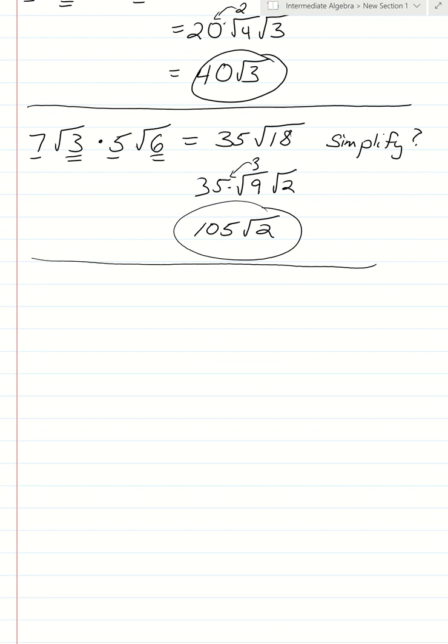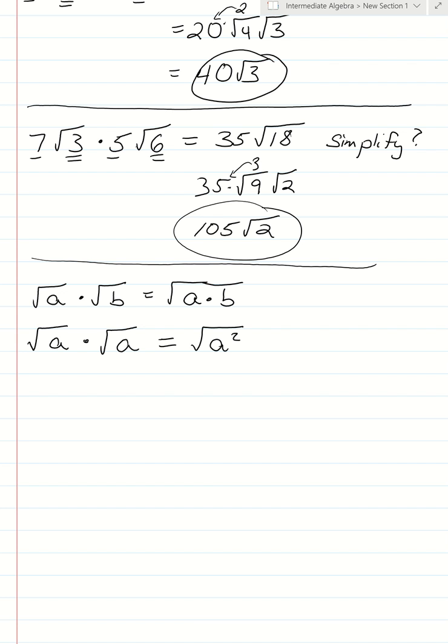Well, we had said that the square root of a times the square root of b equals the square root of a times b. That's what we said earlier. Well, what if we had the square root of a times the square root of a? I'm going to tell you this is going to equal the square root of a squared. And the square root of a squared, that could be simplified to just a, which ironically here is the radicand.